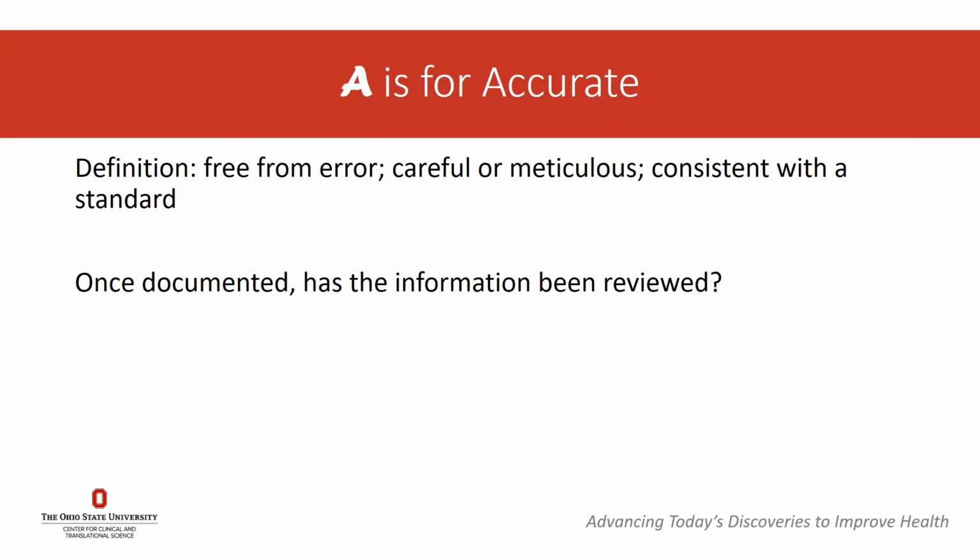Accurate. Definition: free from error, careful or meticulous, consistent with a standard. And again, this kind of goes back to, once documented, has the information been reviewed? So often we're forced to do things faster and faster and faster. So sometimes it's best to go back, reread what has been written or typed or recorded, and make sure that it is accurate, that there isn't something that has been left out.